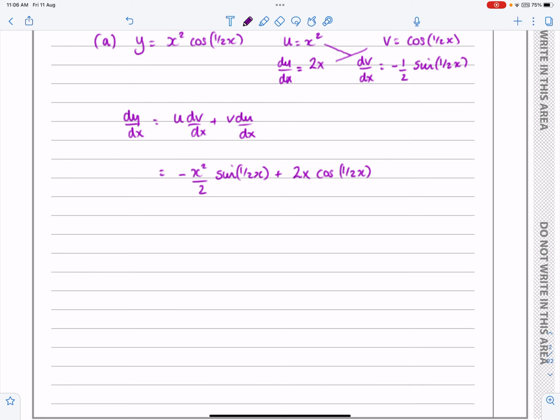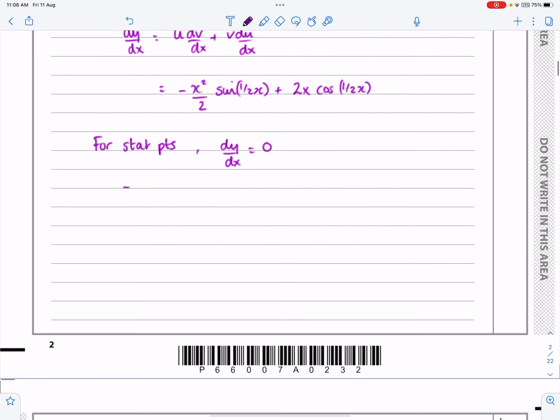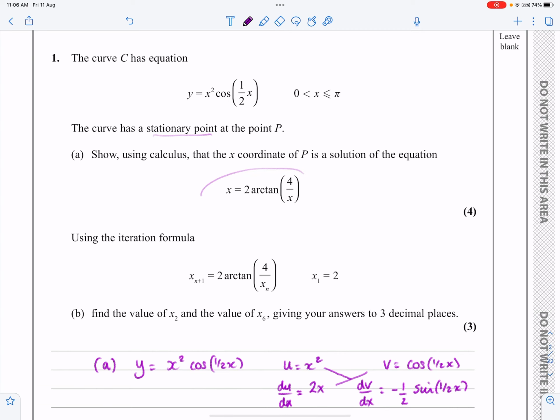I've told you, I now need to tell the examiner for stationary points, we have dy by dx equals 0. So we're going to have all of that thing equals 0. Okay, minus x squared over 2 sine a half x plus 2x cos a half x equals 0.